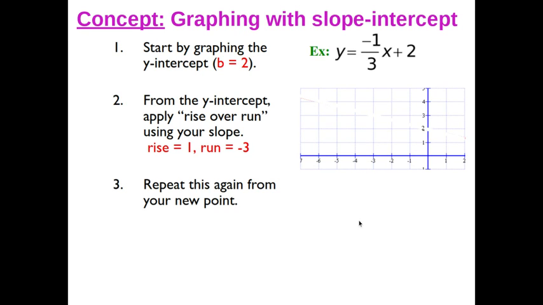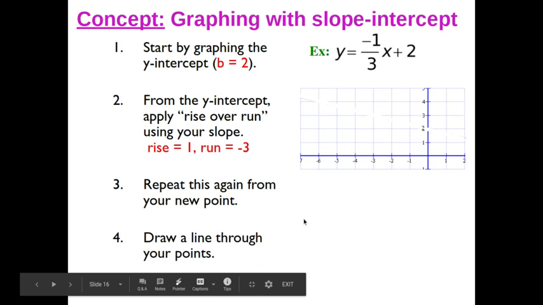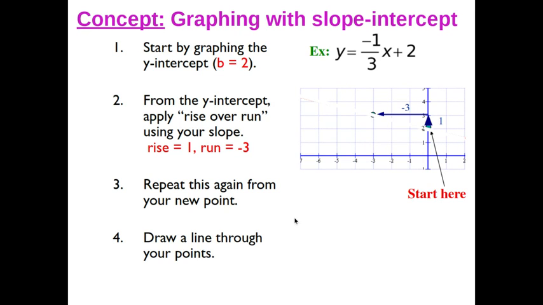Repeat this again from your new point. I'm actually going to write this one down because I'm going to do this one with you on a graph that I have. Repeat this again from your new point and then draw lines through your points. And there you go. So start here, go up 1 over -3, because you're going to the left, which is a negative. Then you're going to do it again, and you're going to make your lines. So you're going to make your points there. Now you have 3 points. You always start from your y-intercept, which is here.